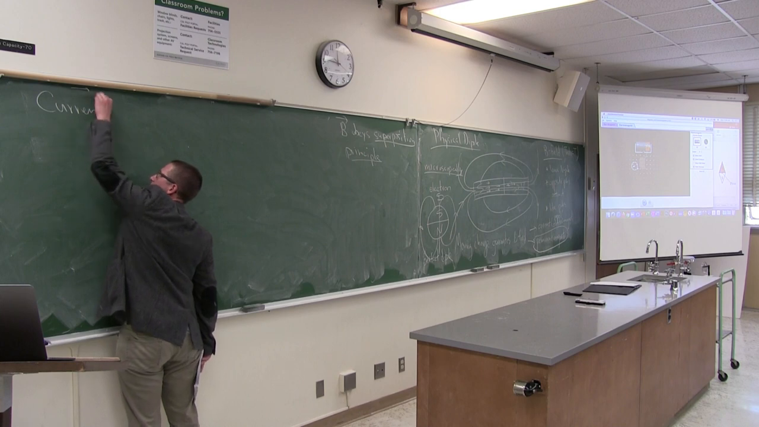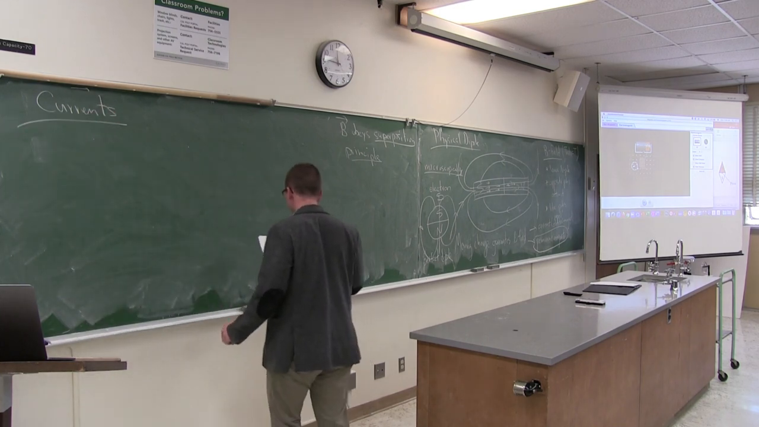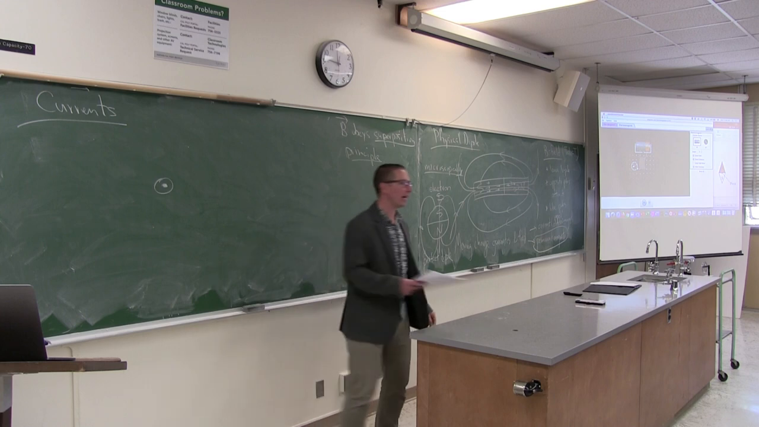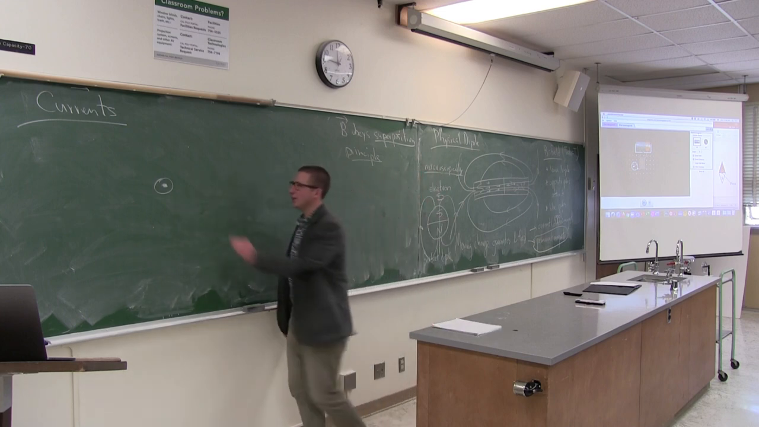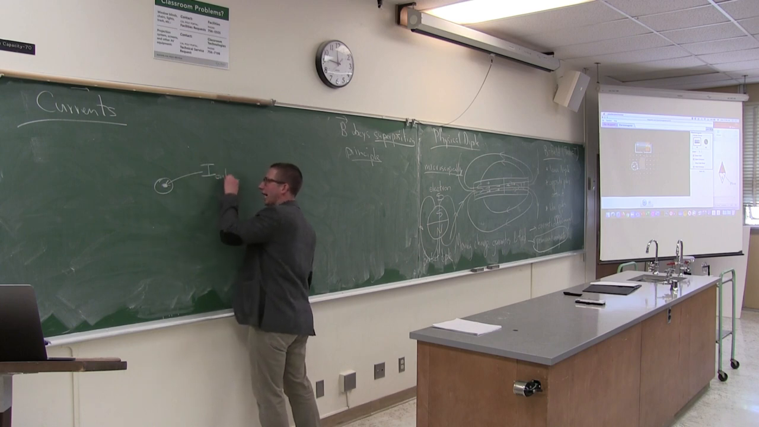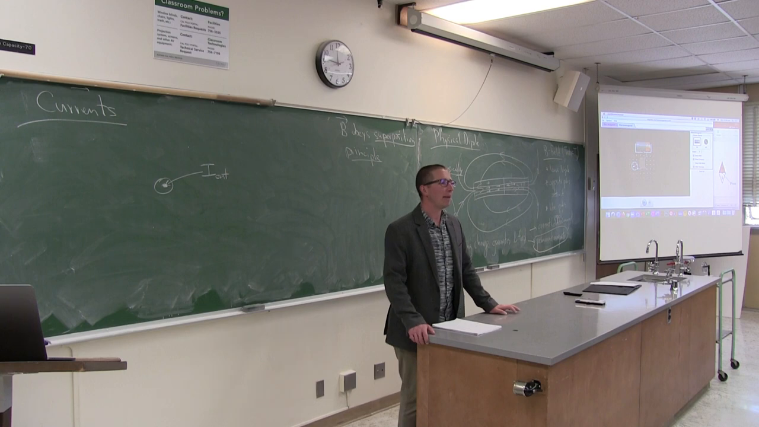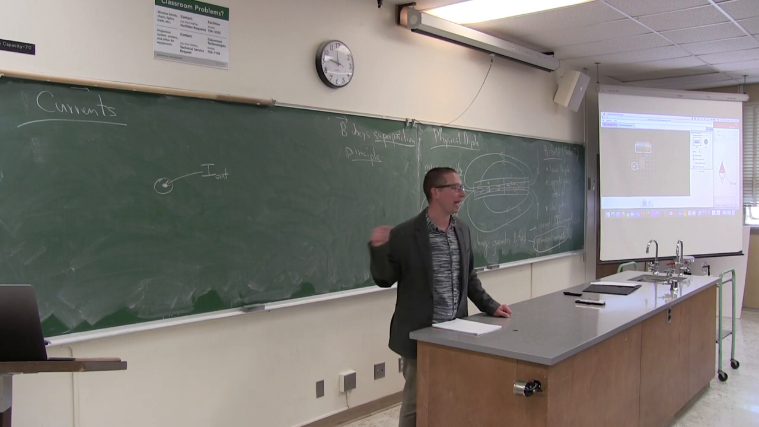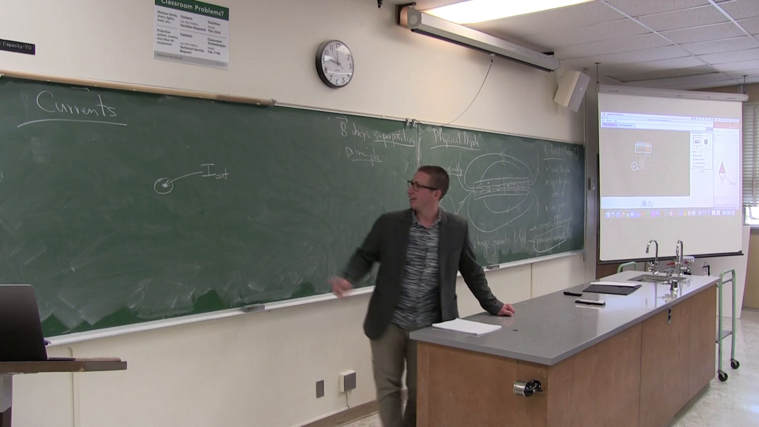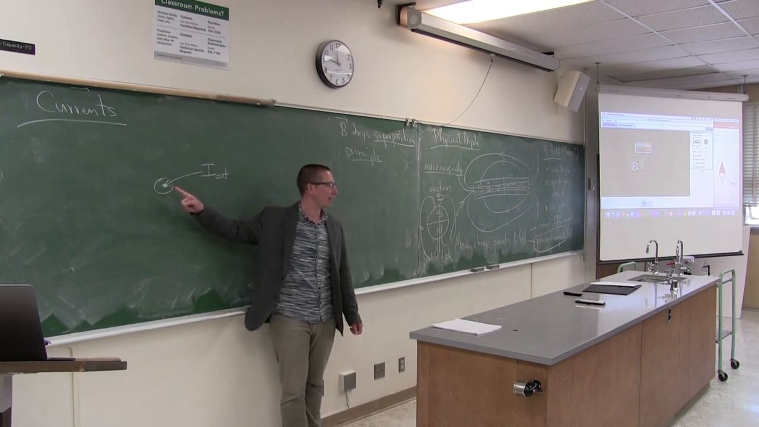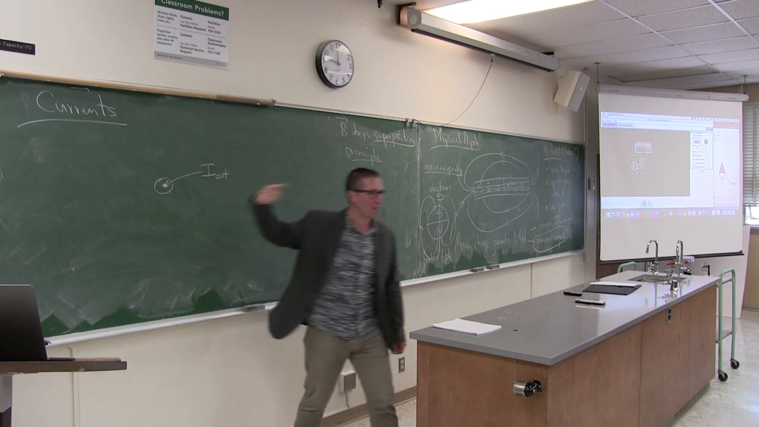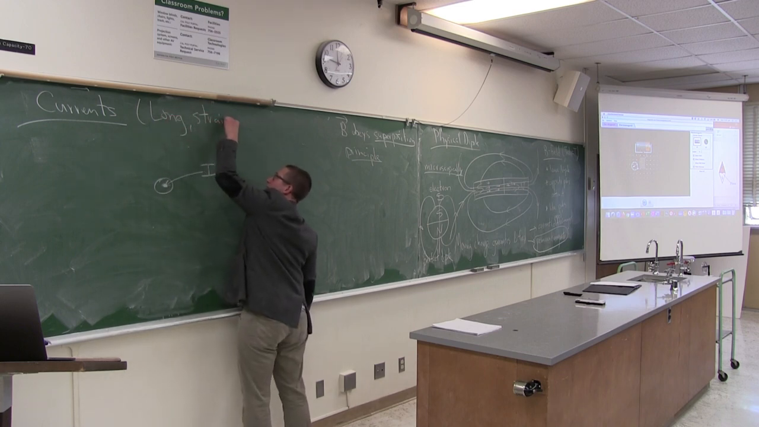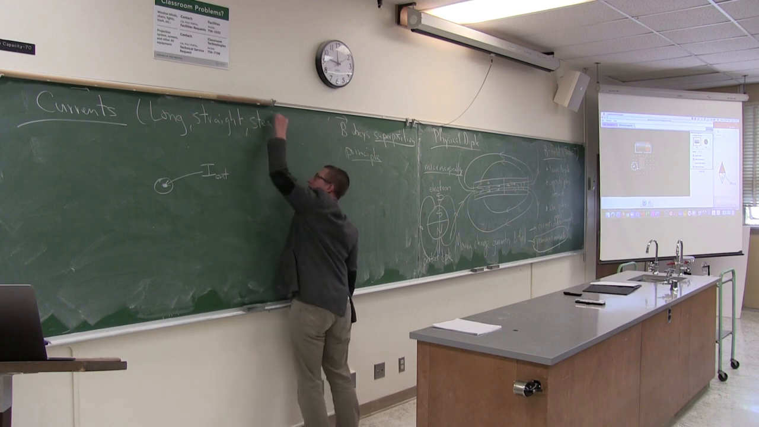So, currents. Let me sketch a current as such, coming directly out of the board. This dot refers to, imagine an archer behind the wall with an arrow who shoots at the board from behind, so the tip of the arrow is just pointing out of the board. That's a way to remember the direction, because we have to think about things in three dimensions here. So this is a current that's coming directly out of the board: a long, straight, steady current.